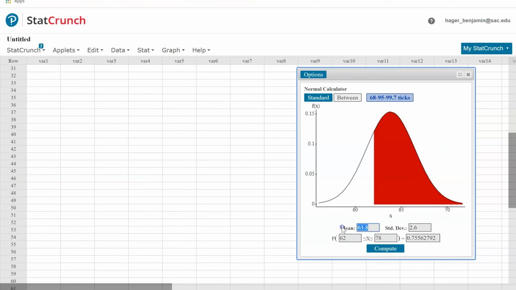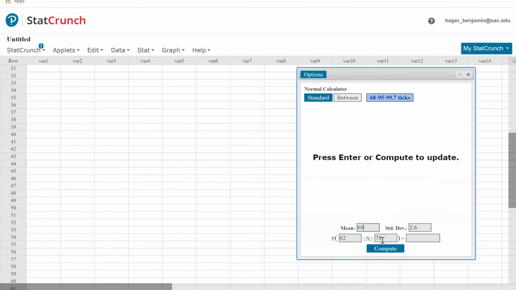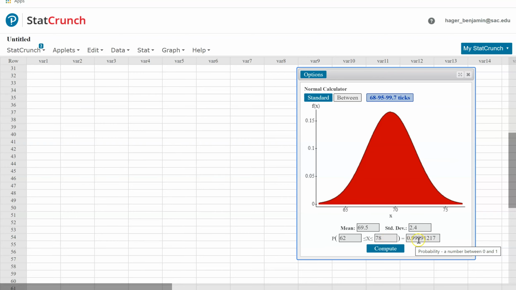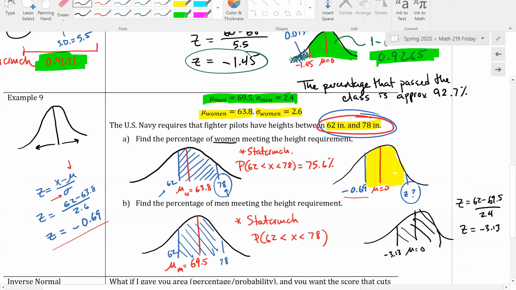It's totally doable, but let's do it faster with StatCrunch, because then I don't have to standardize anything. I can use any mean I want. For men, the mean was 69.5, and the standard deviation was 2.4. And I'm interested in the same bounds, a height between 62 and 78 inches. And that's 99.9% of men who fall in that category. So 99.9% of men meet the height requirements to be a fighter pilot, whereas only 75.6% of women meet the height requirements. All right, so that's not really fair.